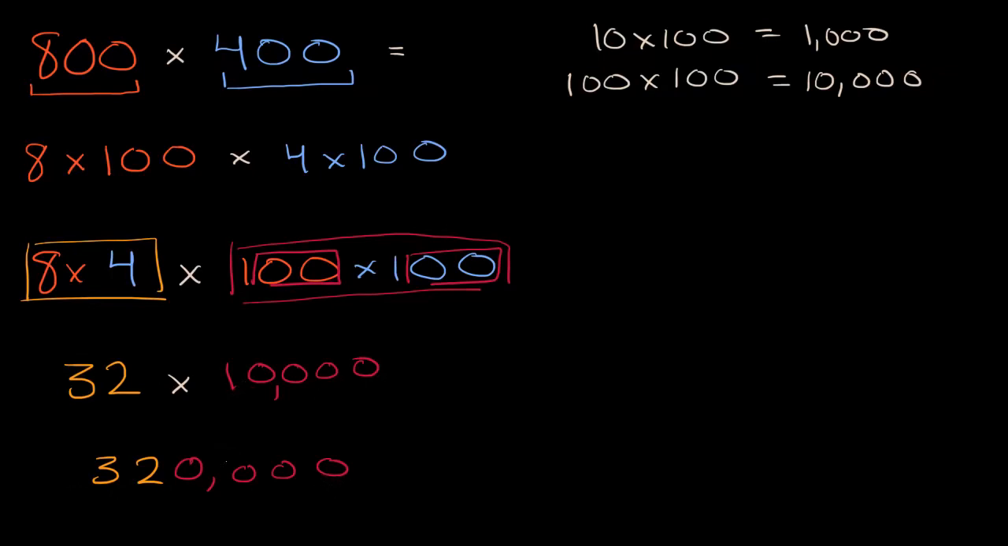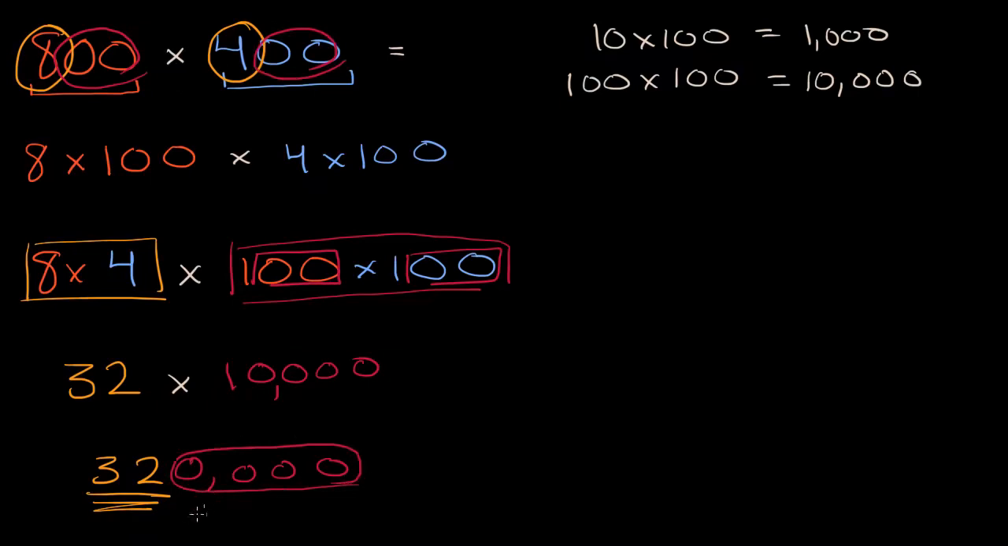Now another way you could have thought about it is 8 times 4 gives us our 32. And then we have 2 zeros there, 2 zeros there for a total of 4 zeros. And we have our 4 zeros right over there. Now, I don't want you to just memorize that. It works because this is 8 hundreds times 4 hundreds. 8 times 4 gives us the 32. And then the 100 times the hundreds, that's where these 4 zeros come from. Let's do another example.